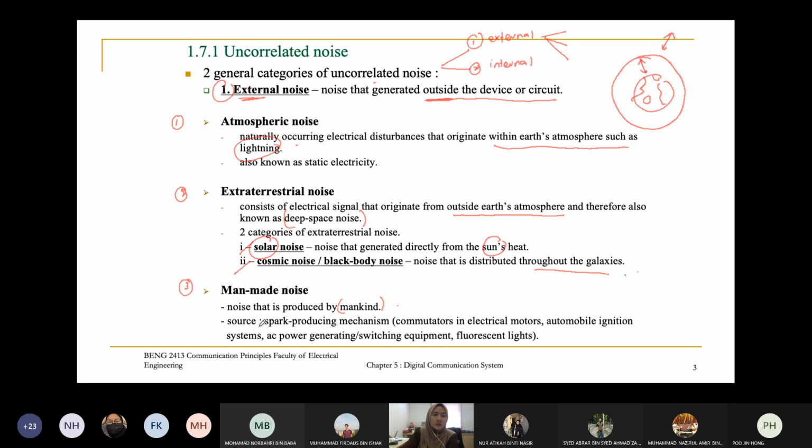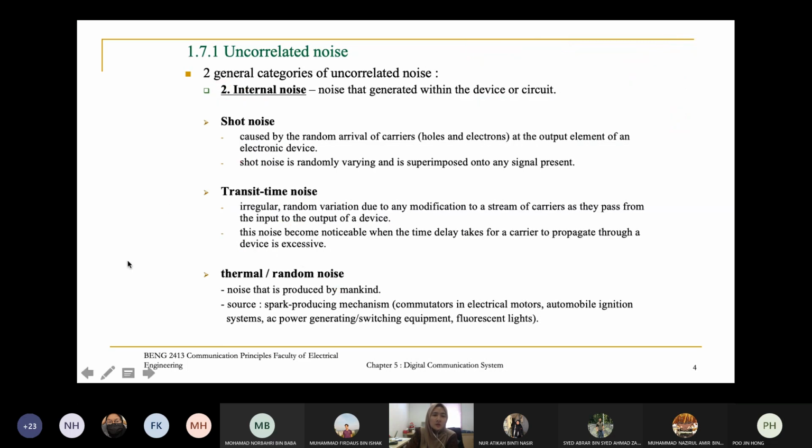Next, let's look at the internal noise. Okay, so this is external. Next, we have the internal noise. Internal noise is noise that is generated within or inside the device or circuit itself. This internal noise can be divided into three also. The first one is the shot noise, the second is the transit time noise, and the third one is the thermal noise or random noise.